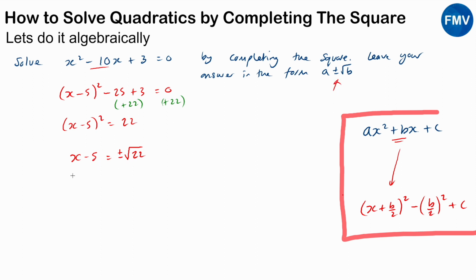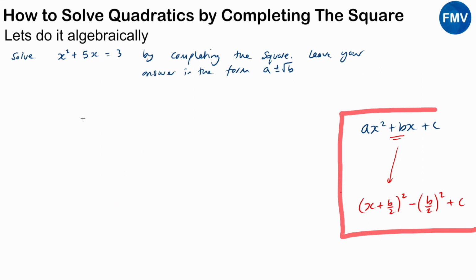So now I want x on its own. Get rid of the 5 by adding 5 to both sides. X is now equal to 5 plus minus the square root of 22, and that is solved. The last thing to do is to write both answers out. So x is equal to 5 plus the square root of 22, or x is equal to 5 minus the square root of 22. So we have two solutions there. Let's do one more just to make sure we're comfortable with this.